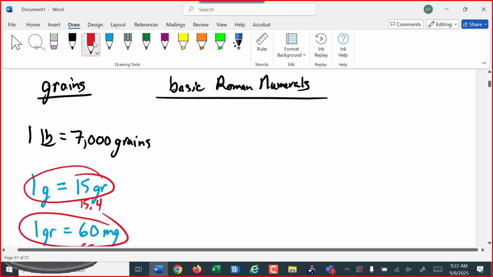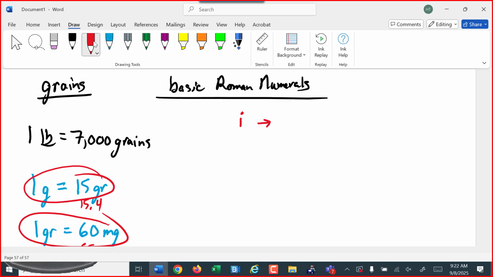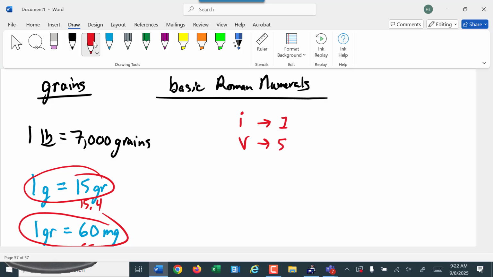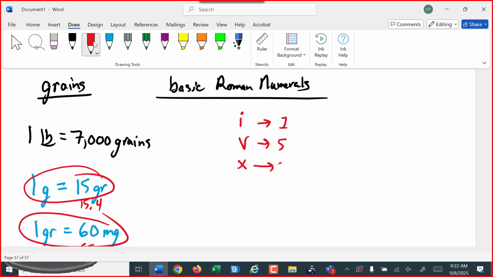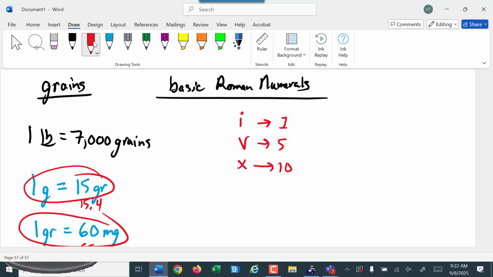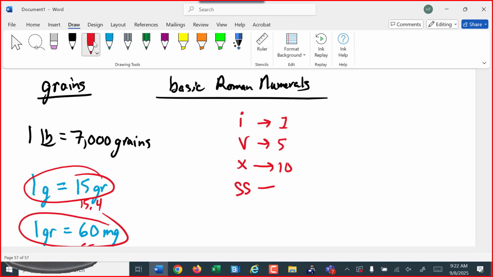Then basic Roman numerals. The Roman numeral I, of course, corresponds to 1. V corresponds to 5. And X corresponds to 10. And then the one that's a little bit less common, SS, is 1/2. Outside of those, you shouldn't need to know any of the larger symbols.